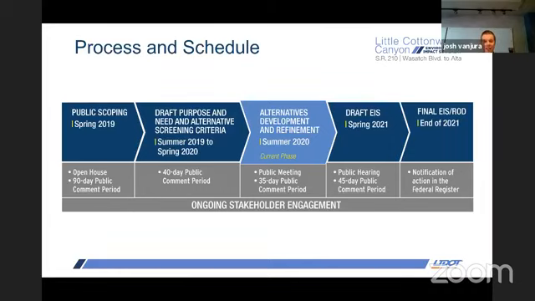Next steps: we obviously take all those comments, review them, and see how they all fit within these reasonable alternatives. We are looking at having a draft EIS released in the spring of 2021. That draft EIS will have a public hearing associated with it and another 45-day public comment period. Then our goal is to have a final EIS and a record of decision, or ROD, at the end of 2021. So that's the larger picture of the project's schedule.